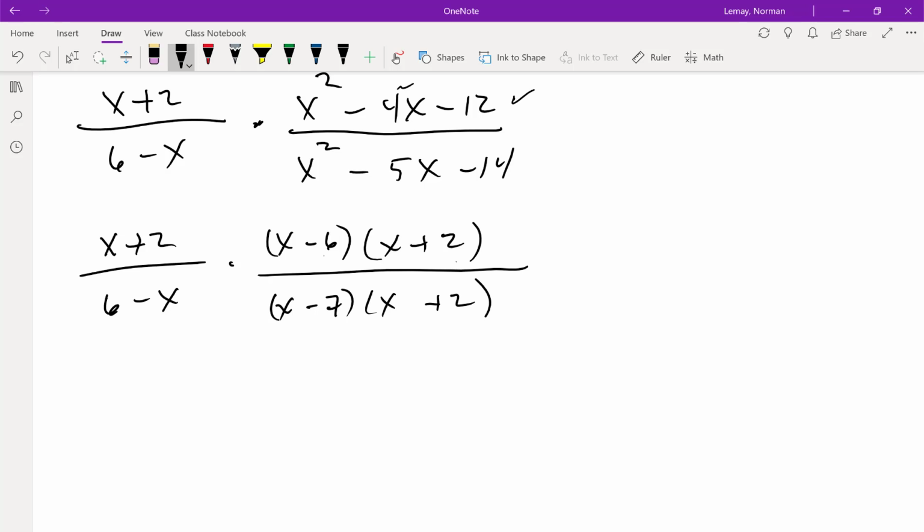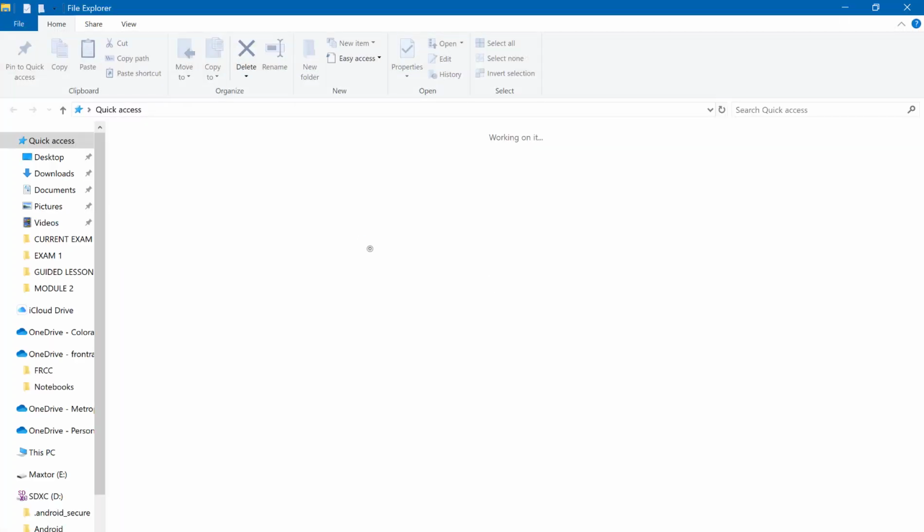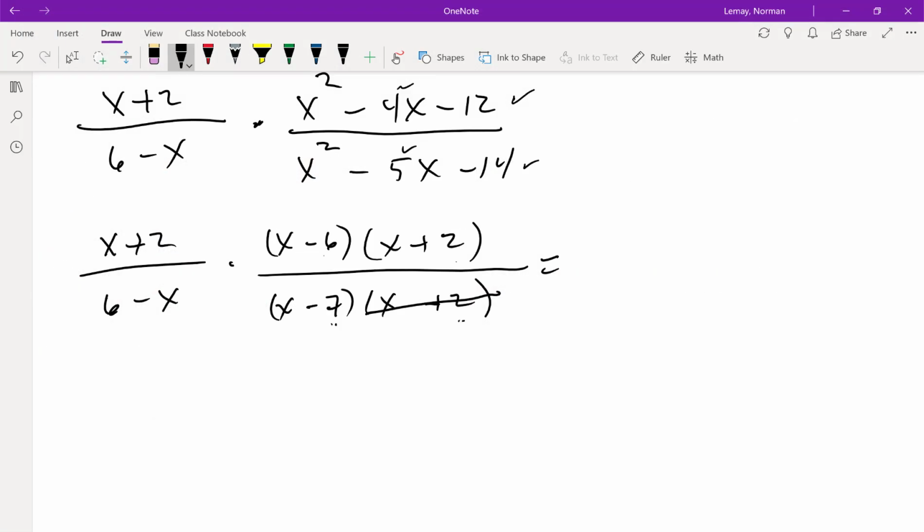Is that what I'm thinking? So let's double check. Negative 7 times 2 gets me my negative 14. My negative 7 plus 2 gets me my negative 5. So there we are. Now let's see if we can do anything here. So notice that x plus 2 cancels with x plus 2.